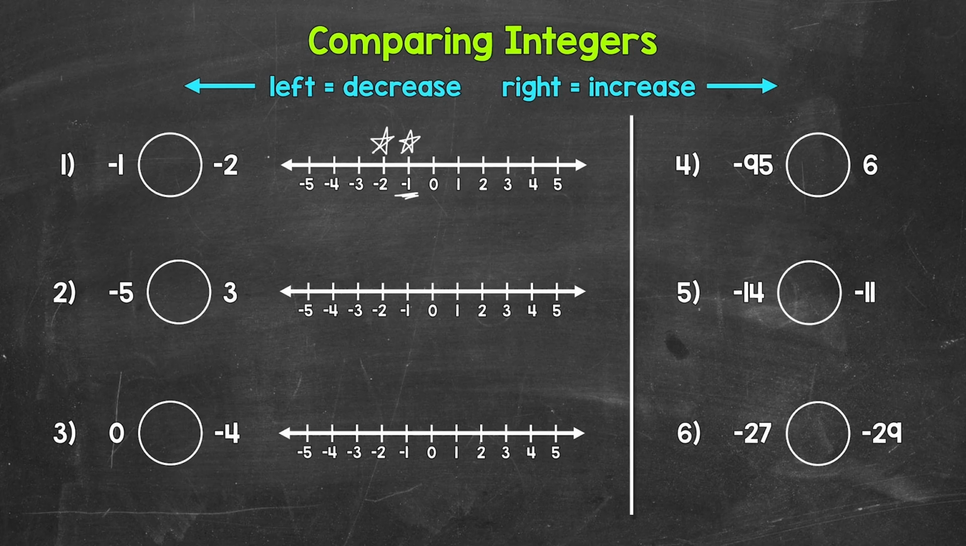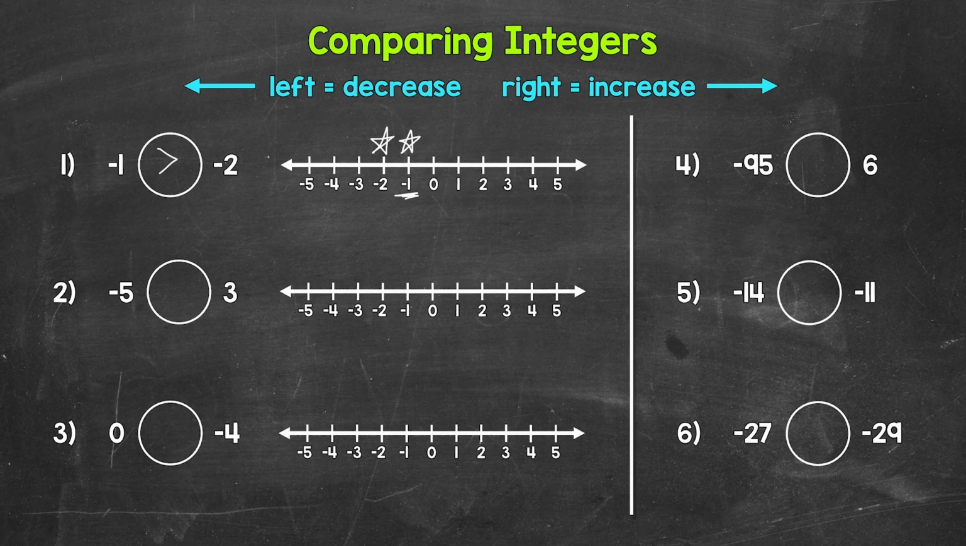So let's fill in our comparison here. And remember, we want the comparison symbol opening up towards the greater value. So like this. And we can read this comparison from left to right as -1 is greater than -2. Now, before we move on to number 2, I do want to mention a couple of things here. When we compare 2 negatives, the one closer to 0 is going to be greater. The one closer to 0 is further to the right. So that's just a slightly different way of thinking about it when we have 2 negatives.